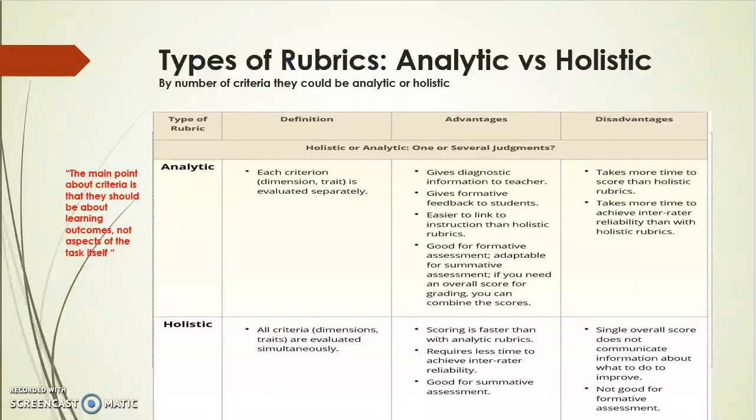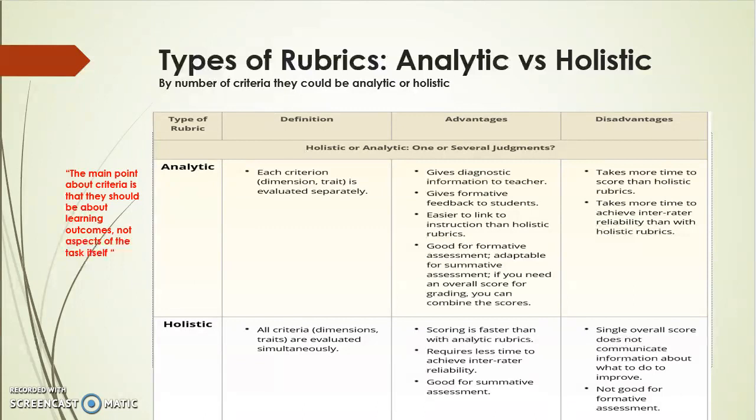In this table, you can see some of the advantages and disadvantages. I'm not going to repeat it. You can go through them. But basically, the author recommends more the analytic type. And you're going to see next what is the general rubric definition. The analytic gives better diagnostic information to teachers and better formative feedback to students. That's basically the main feature here.